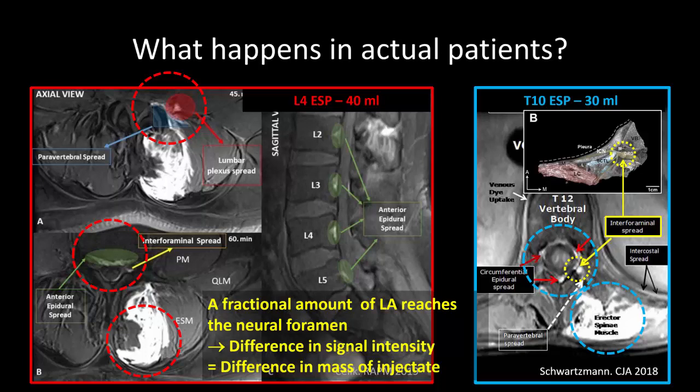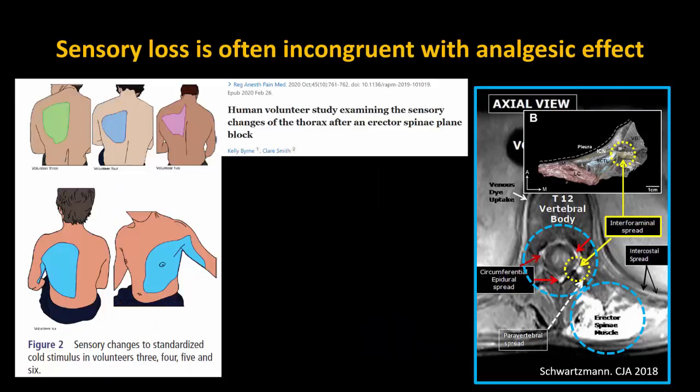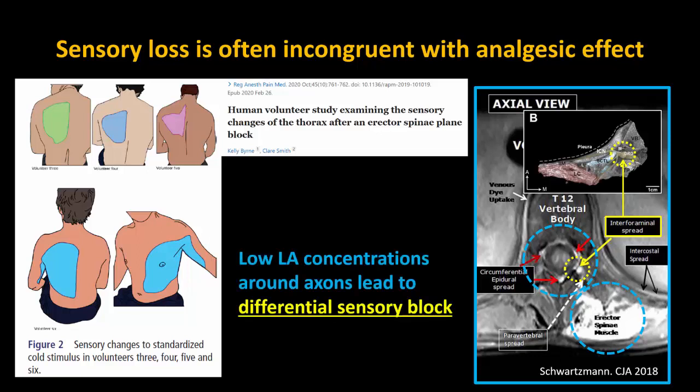The fact that only a fraction of local anesthetic reaches the paravertebral and interforaminal zone also explains another controversial phenomenon, which is that assessments of cutaneous sensory loss over the torso are often patchy and incomplete. However, this does not necessarily indicate that local anesthetic did not reach the spinal nerves in the paravertebral space. Rather, it can be explained by the fact that the low concentration of local anesthetic here creates a differential sensory block to different sensory stimuli.